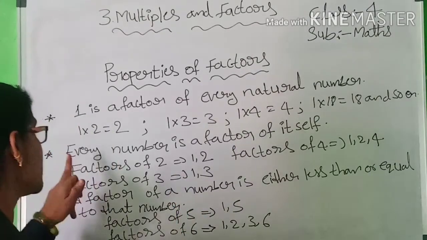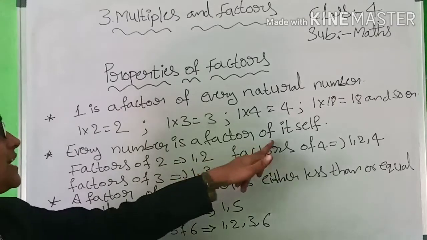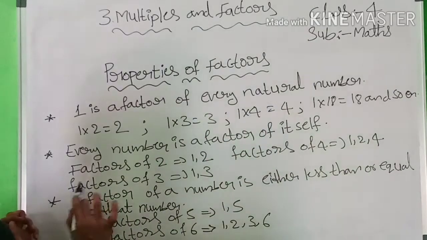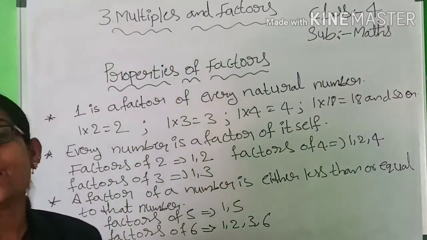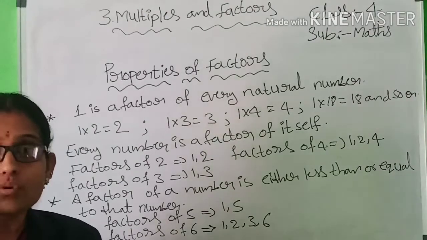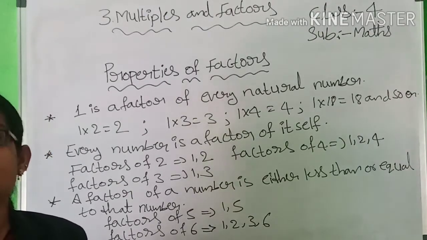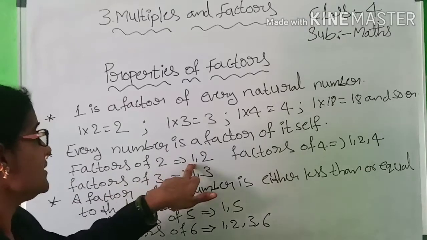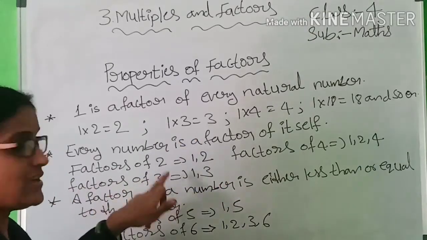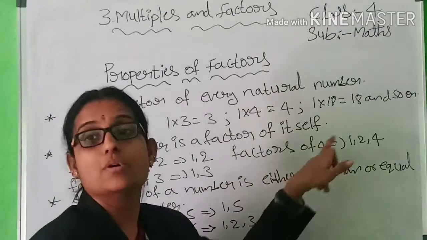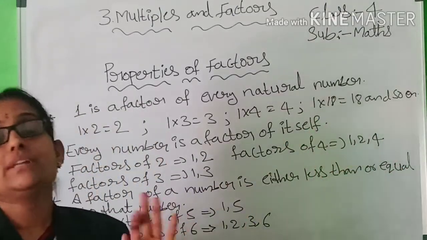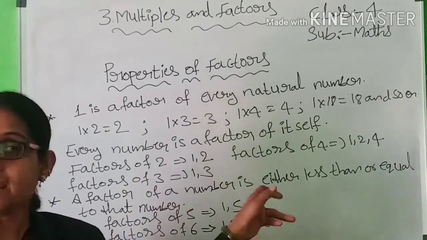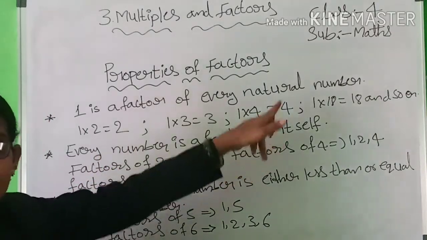Okay, children. Next, second one: every number is a factor of itself. Factors of 2. Now, how many factors does 2 have? Only 2 factors. What are they? 1 times 2 is 2 and 2 times 1 is 2. Factors are 1 comma 2. Next, factors of 3: 1 comma 3. Factors of 4: 1, 2, 4. 4 comes in the 1 table, 2 table and 4 table. Okay, children, do you understand this one? Every number is a factor of itself.